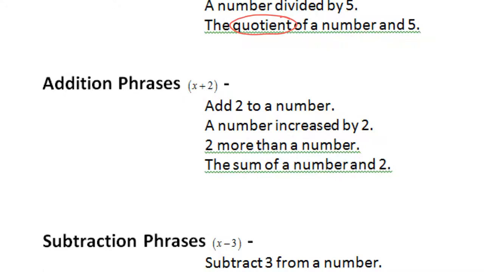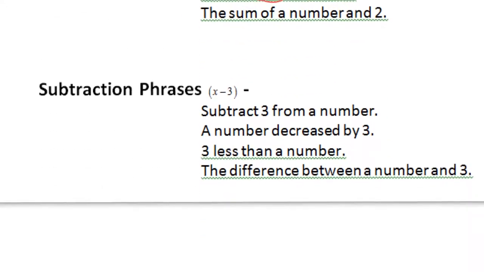And let me just circle that word than right here. The word than, remember that you have to switch the order. So look at the expression, x plus 2. Look at this, 2 more than a number. So a number represents x, but the 2, which is at the end of the expression, is first, because the word than switches the actual order. And that's what you have to remember. And the last one is the sum of a number and 2. Sum means addition.